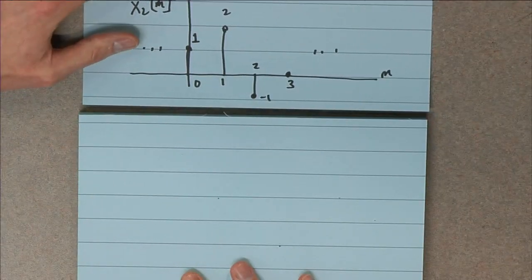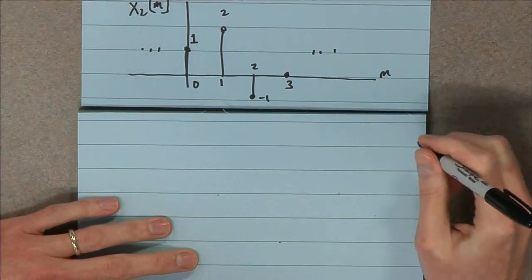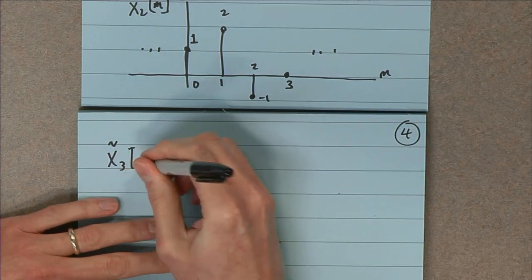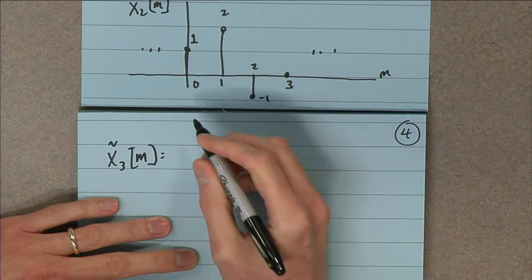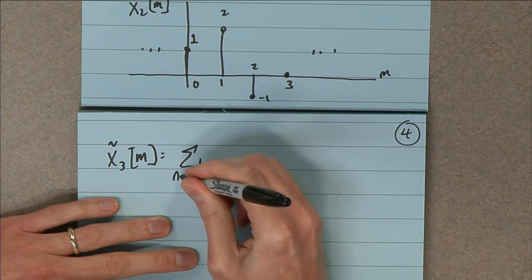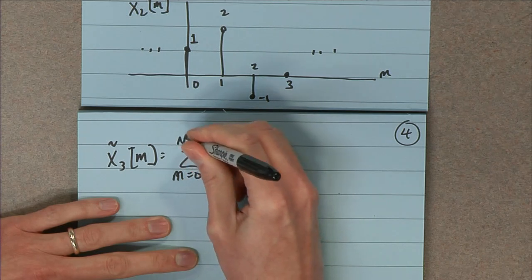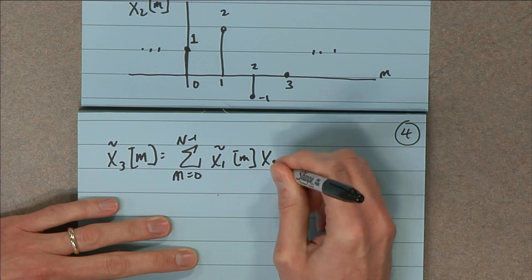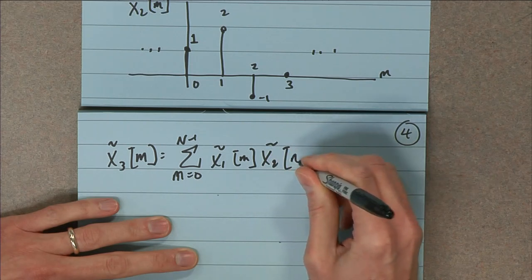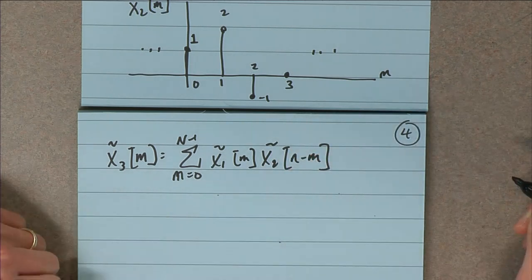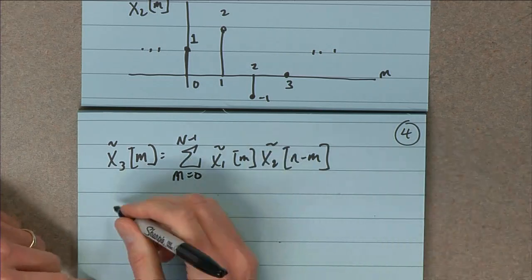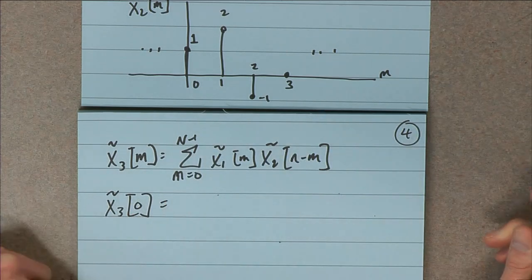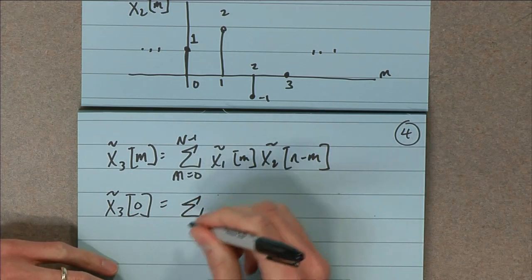So if we set that aside, what's the output? Well, it's this third sequence, and if we just start with the equation, x1 tilde of m, x2 tilde of n minus m. So our first order of business, let's start with 0. That's at the beginning and should be easy, right? And we did something like this last time.